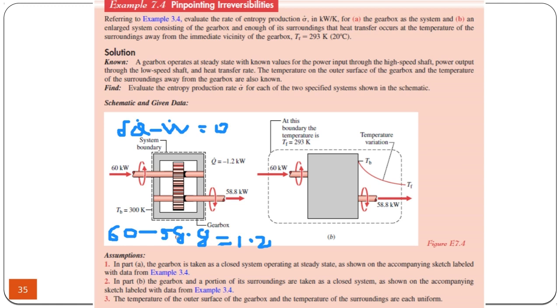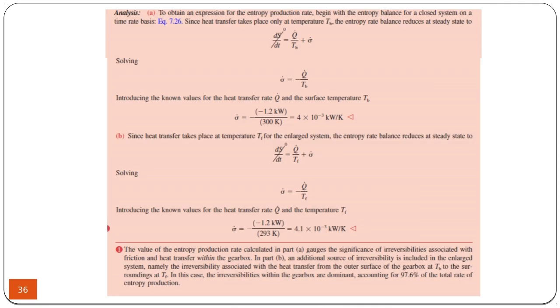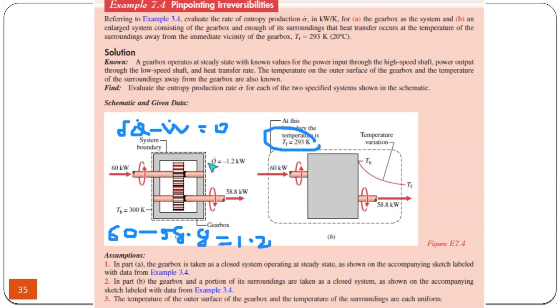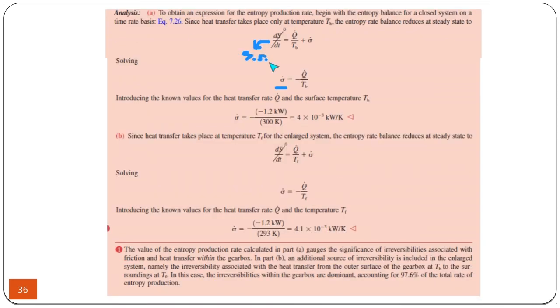First, we are going to calculate the entropy change when the boundary of the system is shown. And in the second part, we are extending the boundary of the system to have a temperature of 293. In the first case, the entropy production per unit time is 0 because it's steady state. So it's steady state, so dS/dt is 0. Q dot divided by T_B plus sigma. So produced entropy is minus Q over T_B. The lost heat by the case is given as 1.2. So by using this 1.2, you can calculate the entropy production at the boundary of the system to be 4 times 10 to the minus 3 kilowatts per Kelvin.